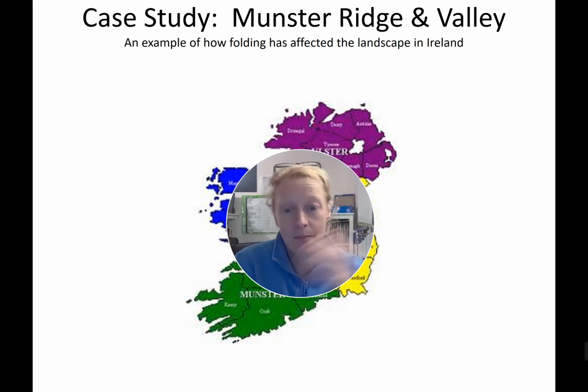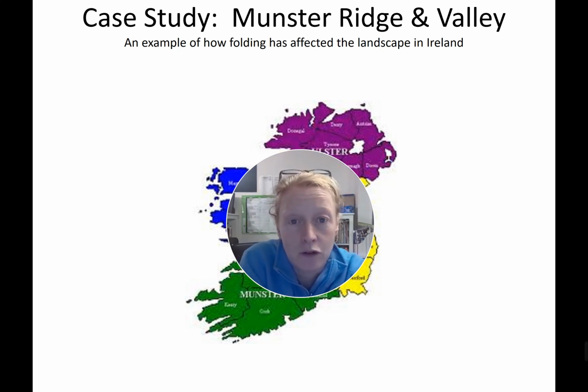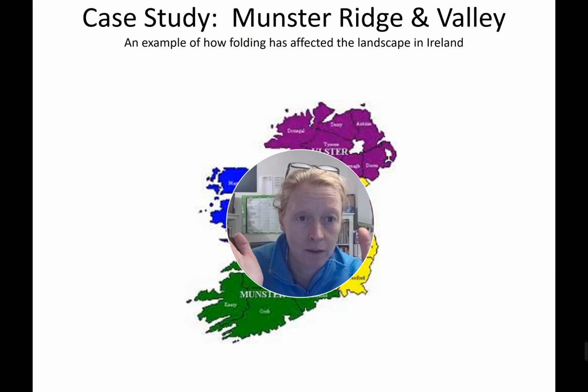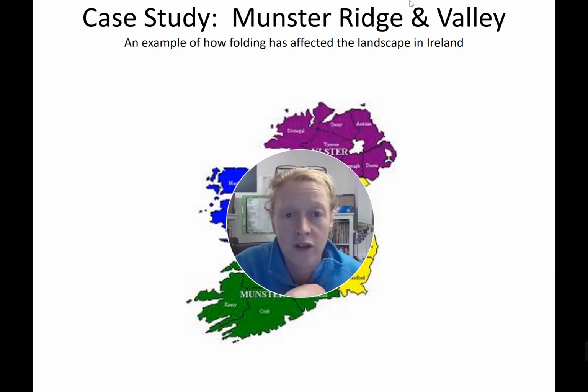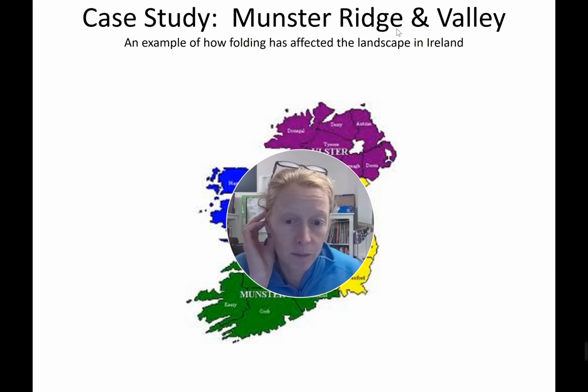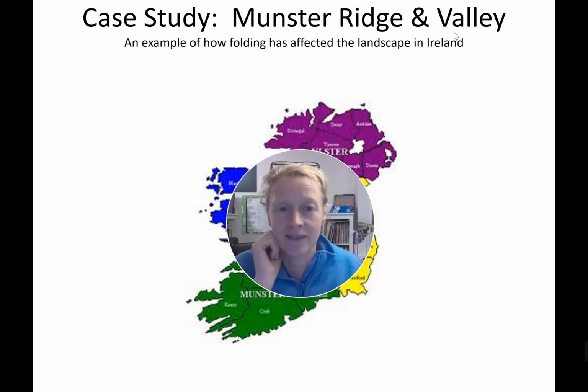If you think about it, the impact of folding is basically the creation of fold mountains. So that's how folding impacts the landscape. It compresses it and makes it into ridges and valleys, the ridges being the top bits and the valleys being the bottom bits. Another word for a ridge could be an anticline, and another word for a valley could be a syncline.